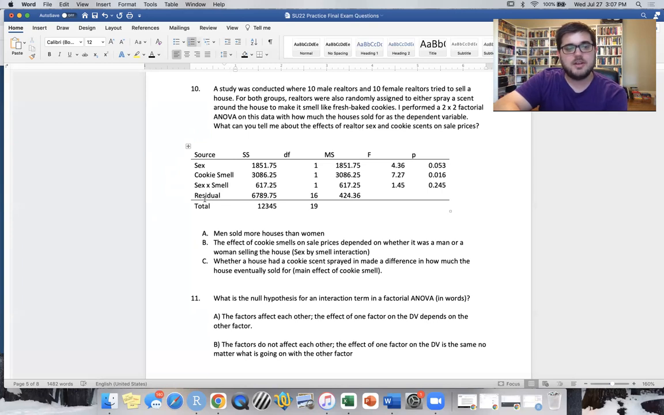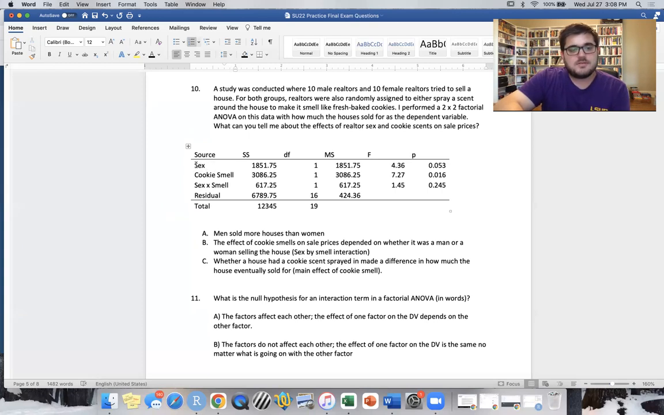The residual represents all the leftover, like for all of the variance in housing prices, how much they sold for. You account for so much of that variance by knowing the sex of the realtor, whether they sprayed a cookie smell, and the interaction between those two main effects. This is the leftover, what you have not accounted for in your model, and the total is the total amount of variation in housing prices that you could have accounted for. Now that you've gotten all that straightened out, it's pretty easy to tell whether there's a main effect, a statistically significant main effect or interaction, because you just go for each row.